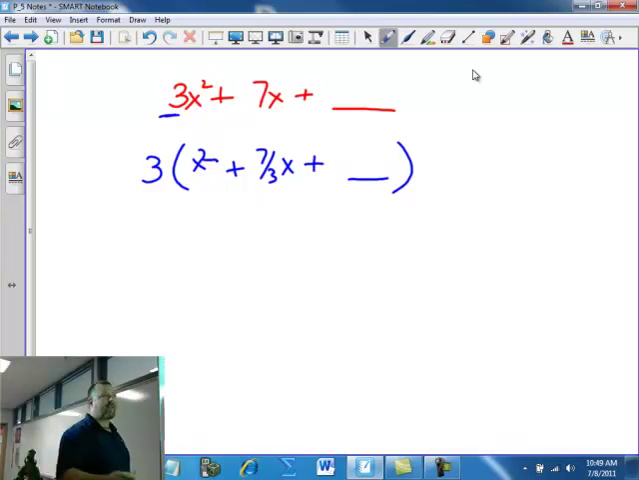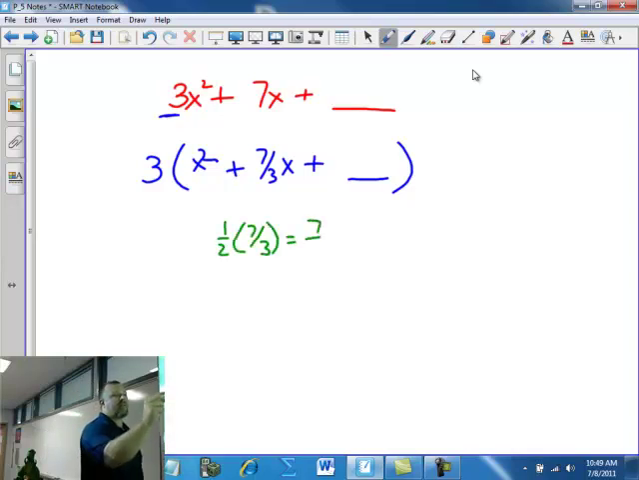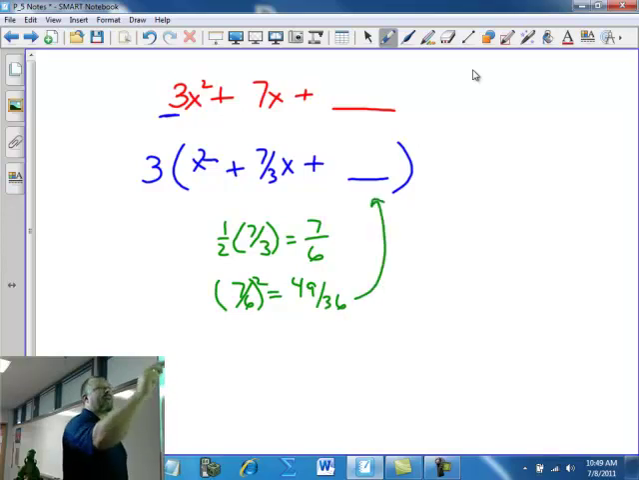I don't really want to draw rectangles and squares my whole life, so the algebraic steps were to take half of my 7/3, and I ended up with 7/6. And then I'm going to square 7/6, and I get 49/36. And that is what's going to be added to my expression in order to complete the square.